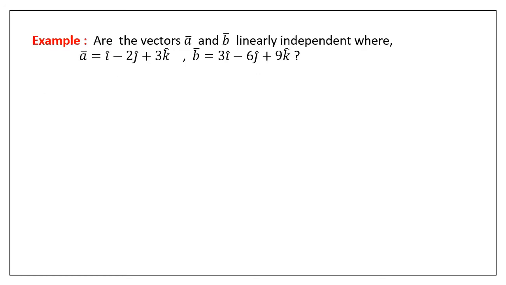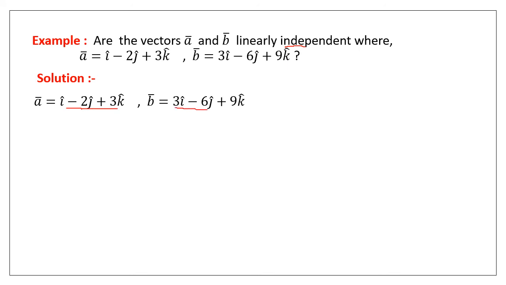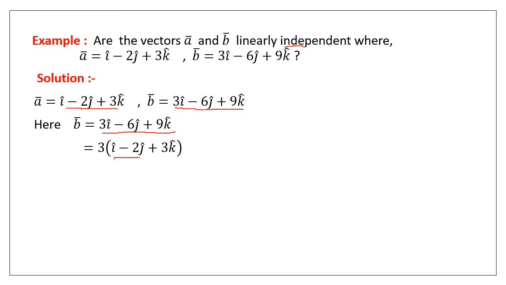Example: are the vectors a bar and b bar linearly independent, where a bar and b bar are given. Solution: given a bar equals i cap minus 2 j cap plus 3 k cap, b bar equals 3 i cap minus 6 j cap plus 9 k cap. Here this b bar is 3 i cap minus 6 j cap plus 9 k cap. From this we'll take 3 common. So 3 into bracket i cap minus 2 j cap plus 3 k cap, which is nothing but a bar.